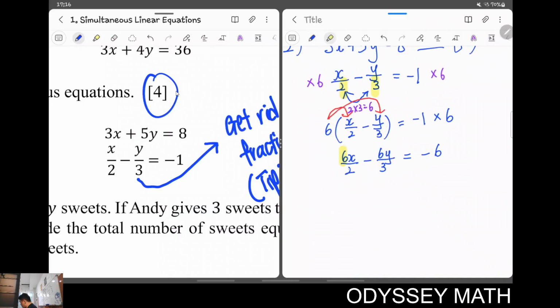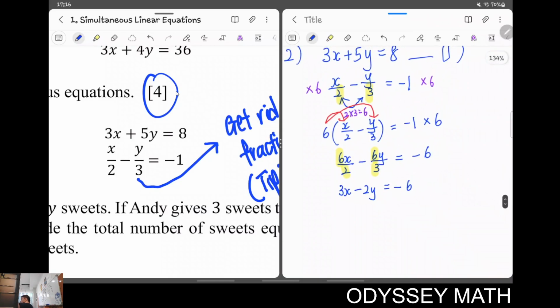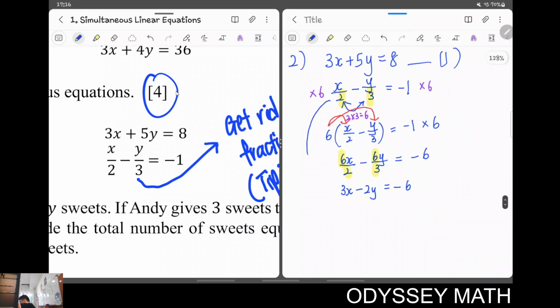And then what is 6 divided by 2? 3. So 3x. Minus, 6 divided by 3 is 2, so 2y, equals minus 6. And then finally, you see this equation, we have transformed from the one with fraction to the one without fraction. So now this equation is very nice. We call it equation 2.